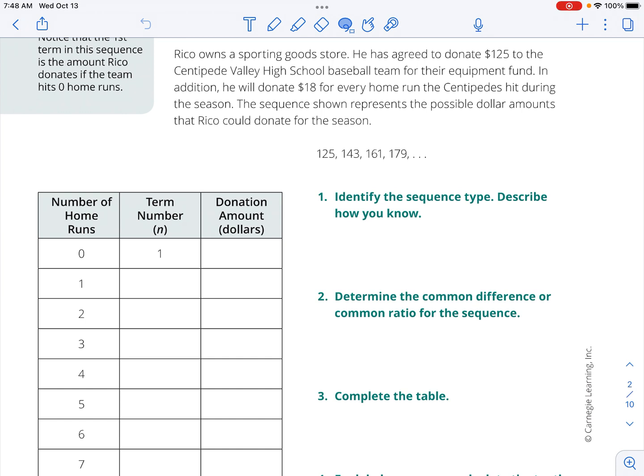On the getting started here, Rico owns a sporting goods store. He has agreed to donate $125 to the baseball team for their equipment fund. In addition, he will donate $18 for every home run the Centipedes hit during the season. The sequence shown represents the possible dollar amounts that Rico could donate. So if they hit no home runs this year, they're going to donate $125.